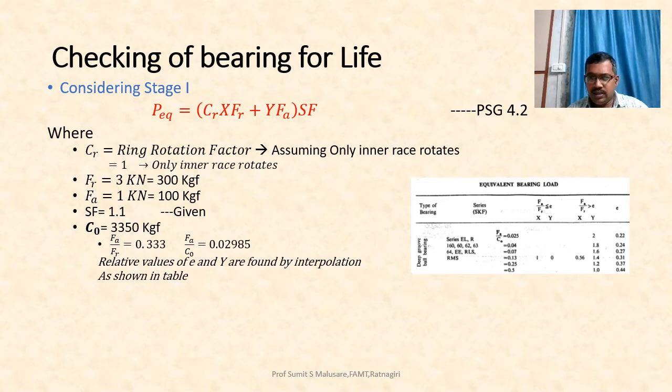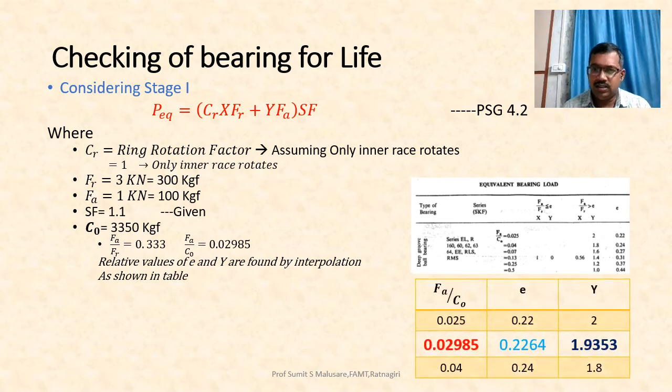Now in this table, this value of Fa by C0, 0.02985, is in between 0.025 and 0.04. So I need to go for interpolation in order to calculate the corresponding value of e and the corresponding value of Y. For that reason, just go with this table and go for the interpolation. So Fa by C0, our value is in between 0.025 and 0.04, correct?